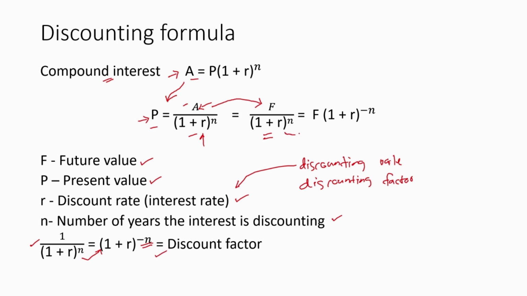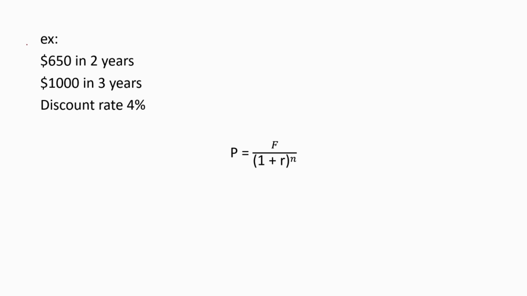Here also what we have done is we brought the denominator of the equation to the numerator. So it is F times (1 plus r) to the power of minus n. Because we brought this part into the numerator, the n will be a negative value. So this is important to remember. You can use either of these equations. Both of them are the same, but you need to have awareness of these two types, or else you will be confused.